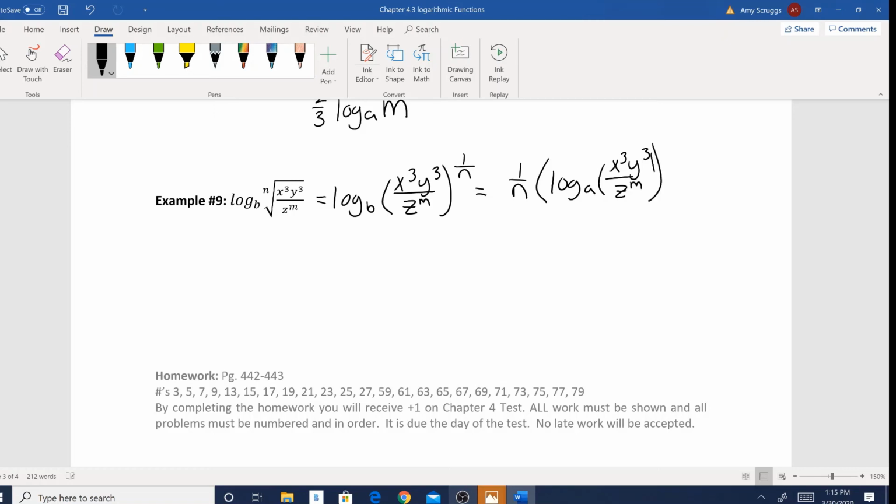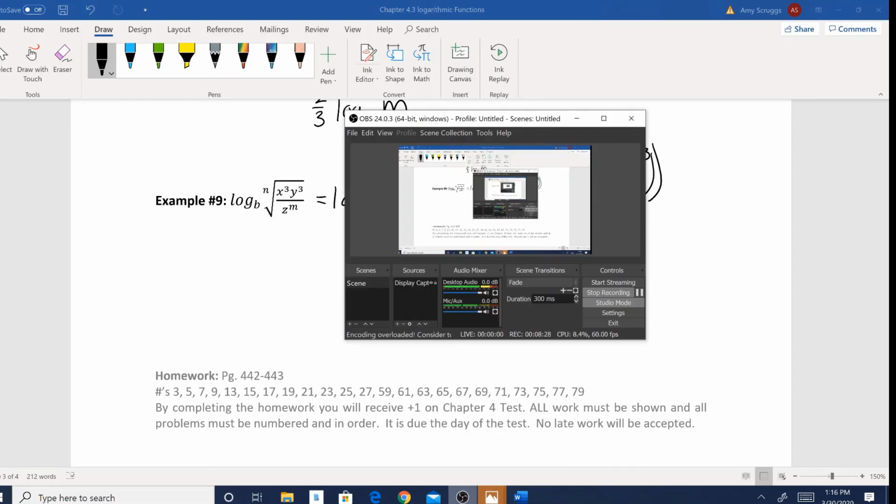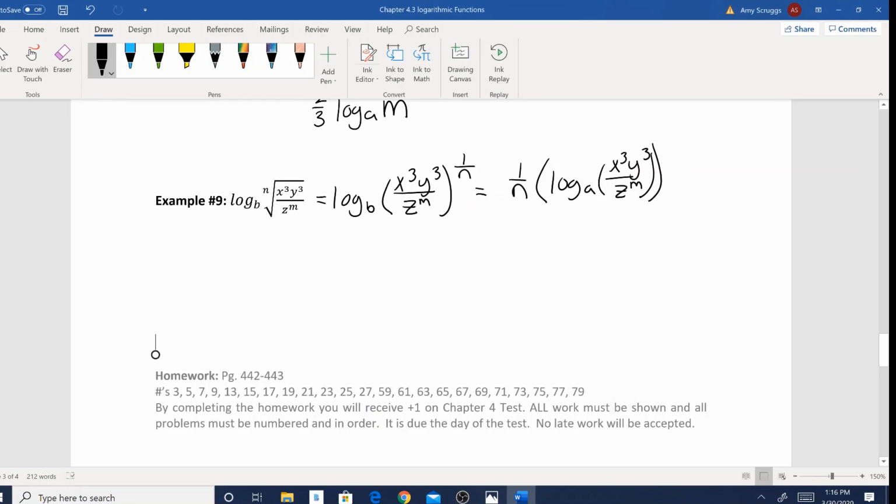I worked out this problem last time, but I didn't really explain very well what the exponent was. Okay, so I'm back. I'm sorry. I had to stop my video. I was exporting it and it finally stopped.